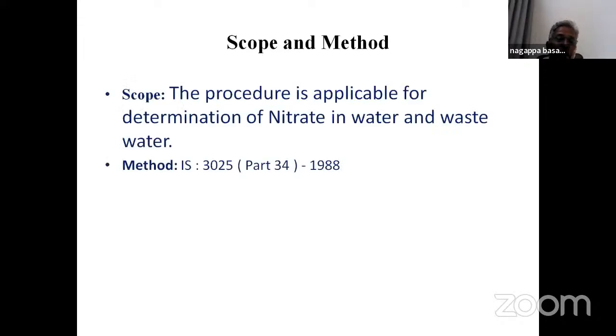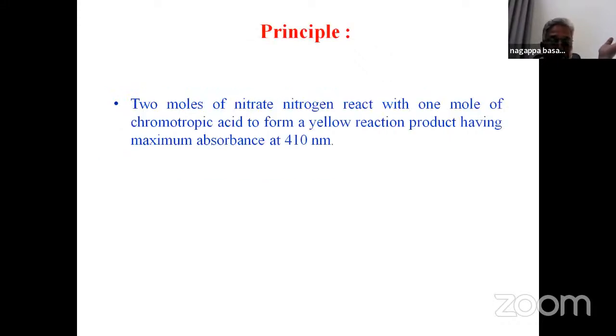Nitrate is also an important parameter in drinking water or borewell water. For nitrate we have to use IS 3025 part 34, published in 1988. It is a good method. This method is applicable to estimate the nitrate content in borewell, surface water, lake water, river water, and also industrial effluent.